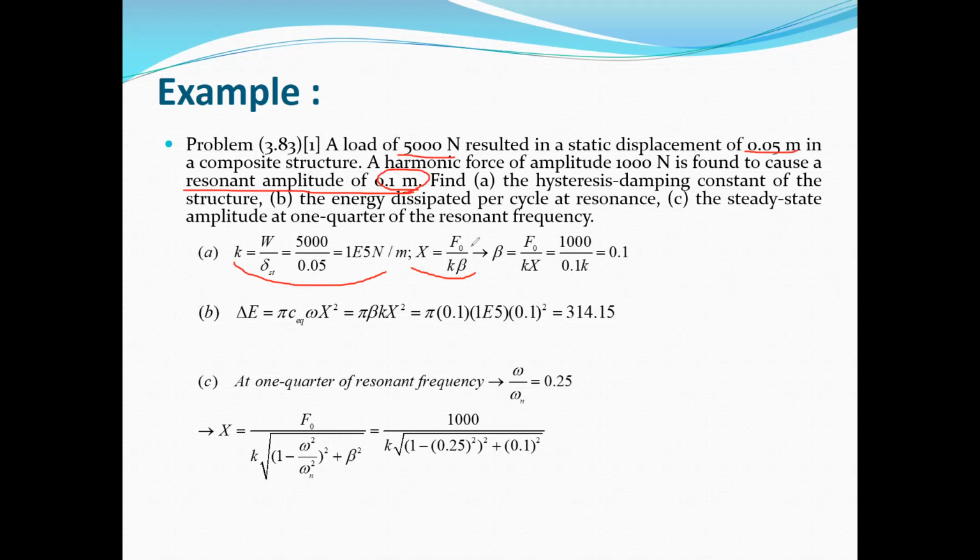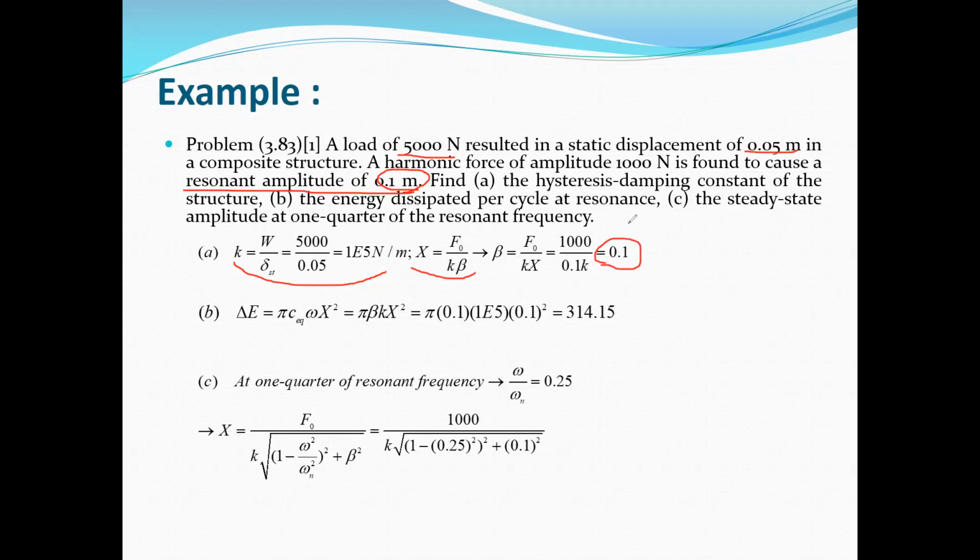So from here we can find beta, because we have F naught, we have K, and also we have the amplitude X. So we can easily find that beta is equal to 0.1. This is the hysteresis damping constant, beta.